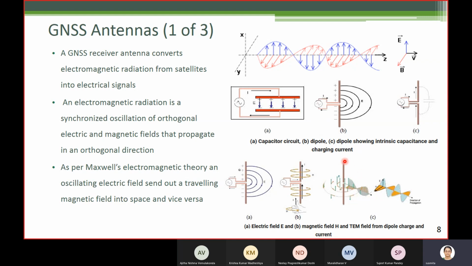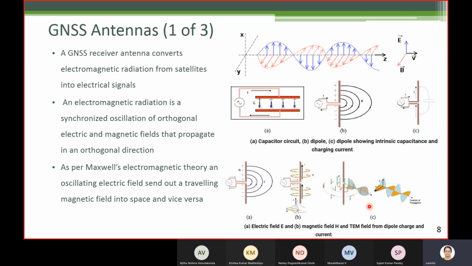So the region around the antenna where the traveling electric field and magnetic field are not yet synchronized is called the near field. And the near field is followed by the far field. In the far field, they are both synchronized. So they travel as synchronized electric field and magnetic field. This is how an electromagnetic radiation is generated by a transmitting antenna.